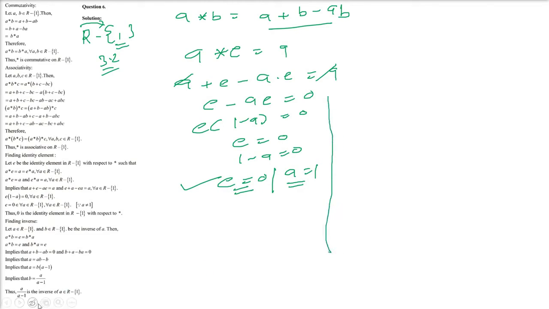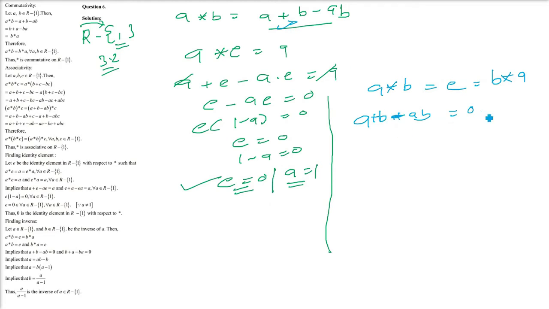Coming to the inverse part. Because identity we already got, it's equal to 0. Inverse is A star B, B star A, and then we have E as the identity element. A star B is the inverse if you get E. So A plus B minus AB is equal to E. E is actually 0 here.